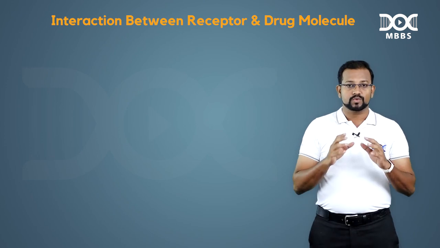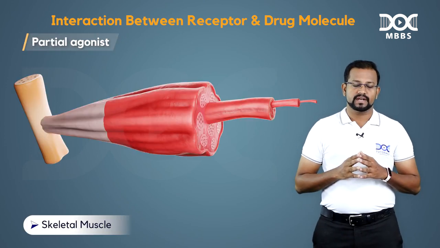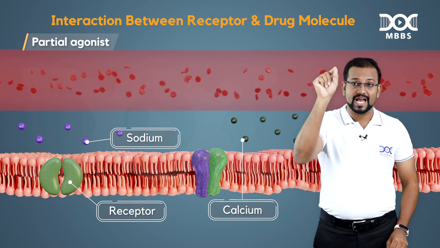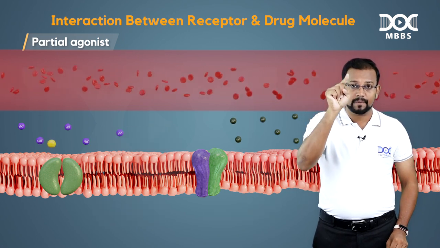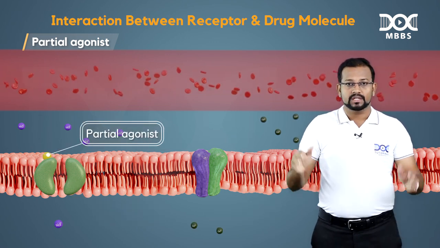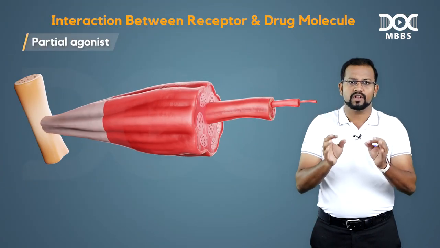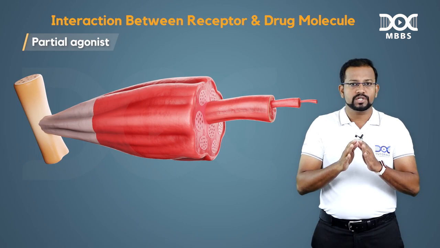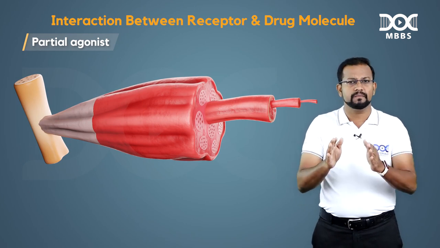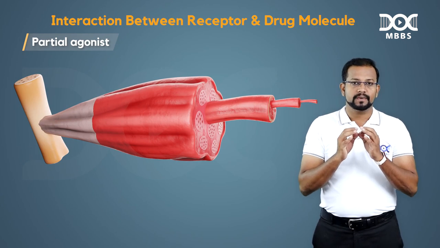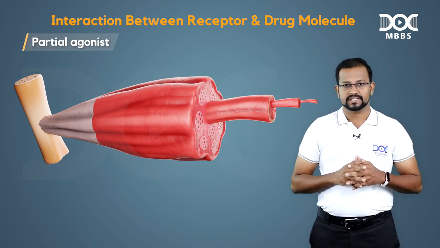Now let's talk about the next one, partial agonistic agent, right? Again we have the muscle and we have the receptor here. If I have a partial agonistic agent which is coming and binding with the receptor, there is not going to be 100% contraction, there is just going to be a smaller level of contraction. It is not going to be 0, it's not going to be 100, it's going to be in between, like 60% or 70% of the responses. This will be termed as partial agonistic agent.